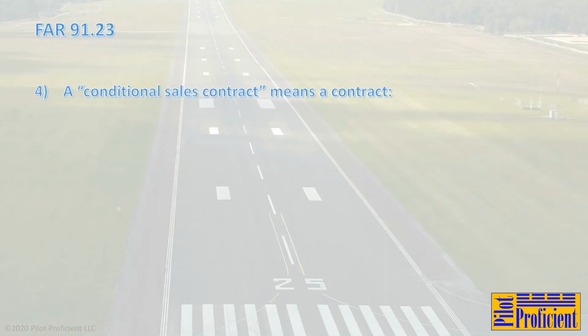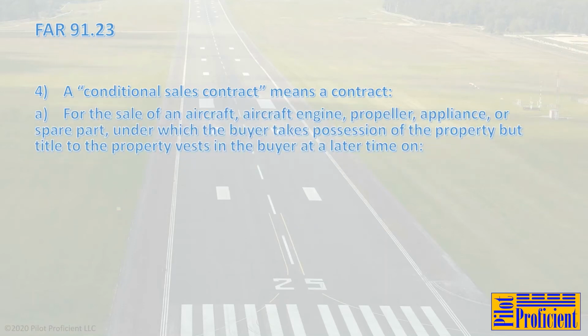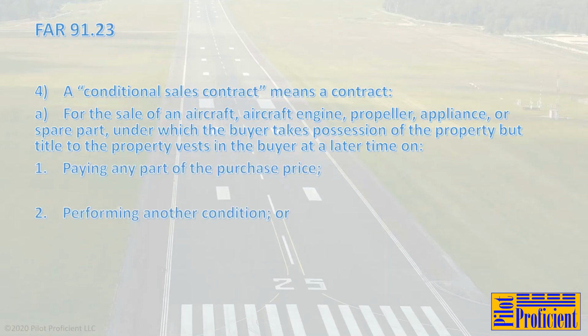A conditional sales contract is a contract for the sale of an aircraft, engine, propeller, appliance, or spare part, where the buyer takes possession of the property, but the title to that property remains with the seller until later on. For example, when payments of the purchase price have been made, the performance of another condition in the contract, or the happening of a contingency which was listed in the contract.